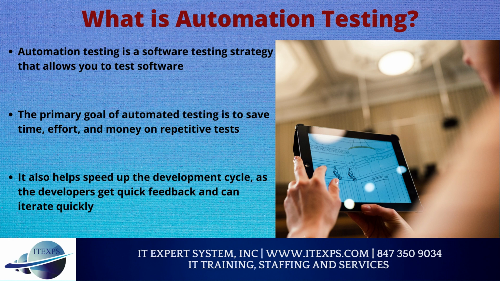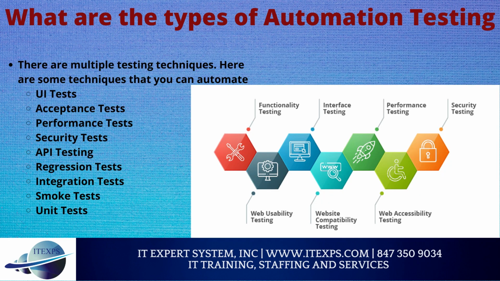The primary goal of automated testing is to save time, effort, and money on repetitive tests. It also helps speed up the development cycle, as the developers get quick feedback and can iterate quickly. What are the types of automated tests? There are different testing techniques, but you cannot automate them all. Here are some techniques that you can automate.